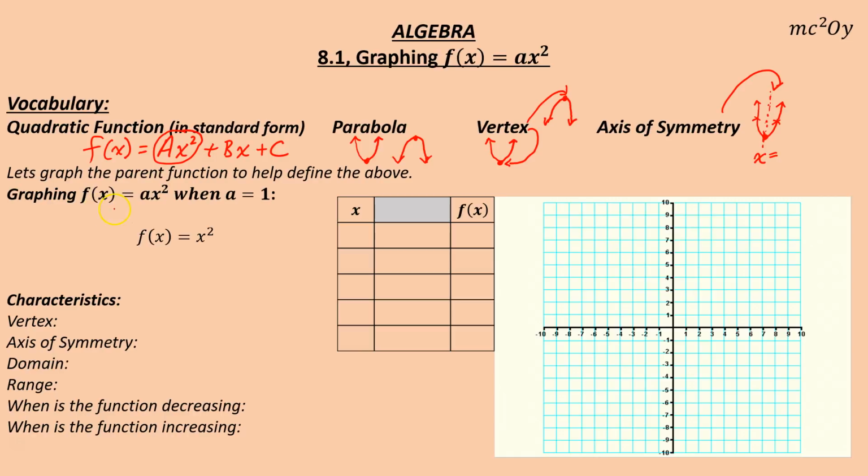Now the parent function of f of x equals ax squared is just when a is 1. So in other words, we have 1x squared. We have this right here. And notice, I don't have any b or c terms. Okay? And anytime you're without a b term, then you always start your table when x is 0. And I'm always going to put 0 right in the middle because that is going to give me my vertex. So make a note to yourself. You always start with your vertex at x equals 0 when you don't have a b term.